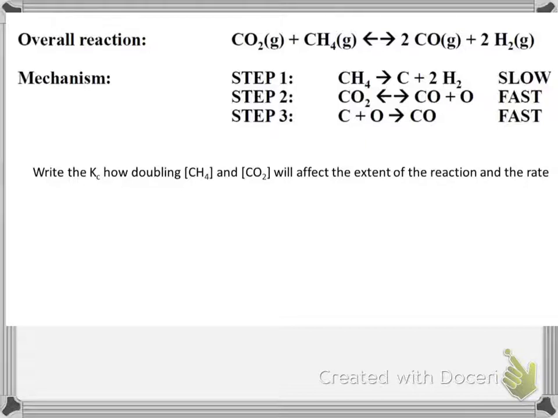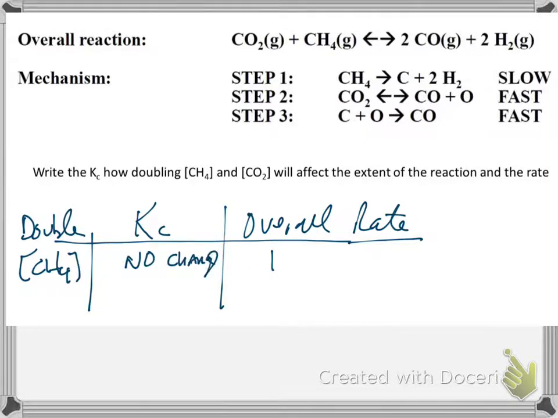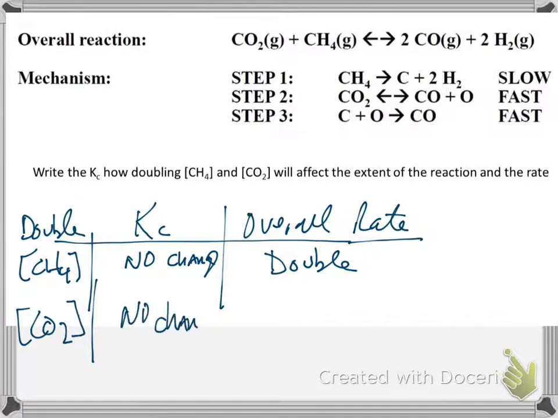What will happen if we double the amount of CH4 and CO2 on the extent of the reaction and the rate? Sorry for the wording. All right, so let's take a look. If we double methane, there's going to be no effect on Kc, as we've talked about in class. But since it's in the overall rate law and it's first order, we expect the rate to double. If we double CO2, we expect no change, again in Kc, but in this case we expect no change in the overall rate of reaction.